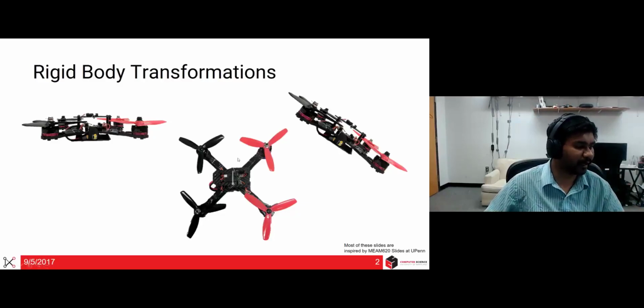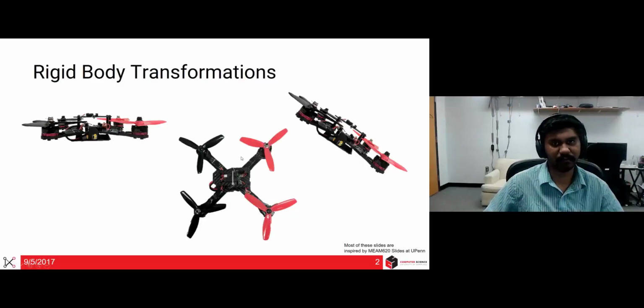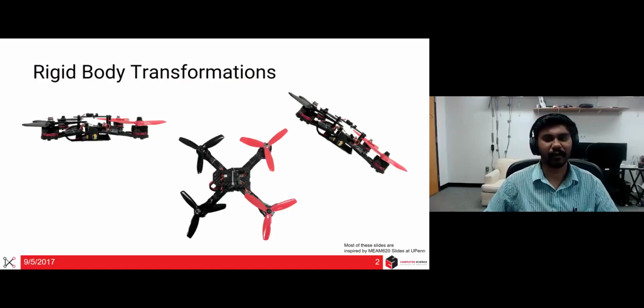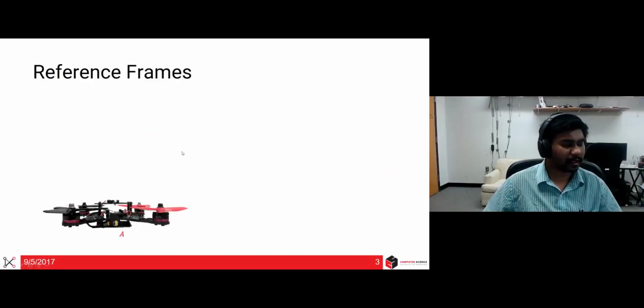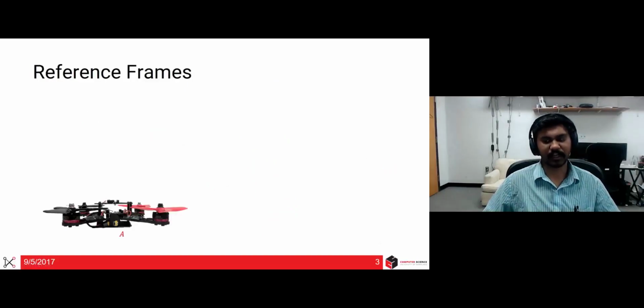But one might be asking now, what do you exactly mean by a rigid body transformation? So we'll have to define it more formally, but we'll be doing that shortly. So stay tuned. Okay. In order to define what a rigid body transformation is, we need to define a precursor to it. That is, what is a reference frame?